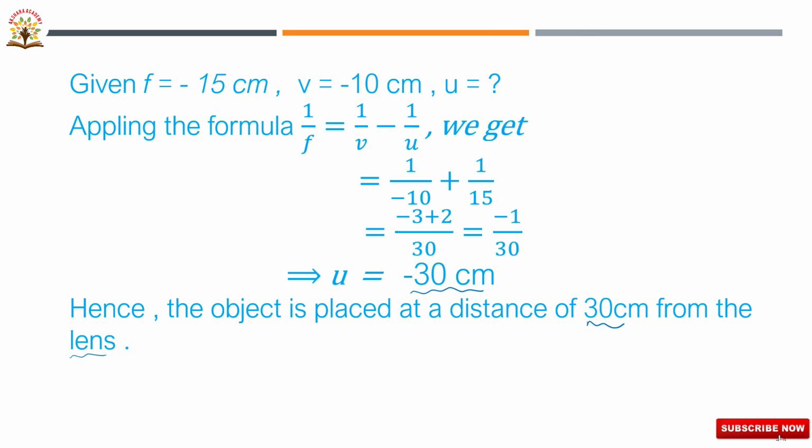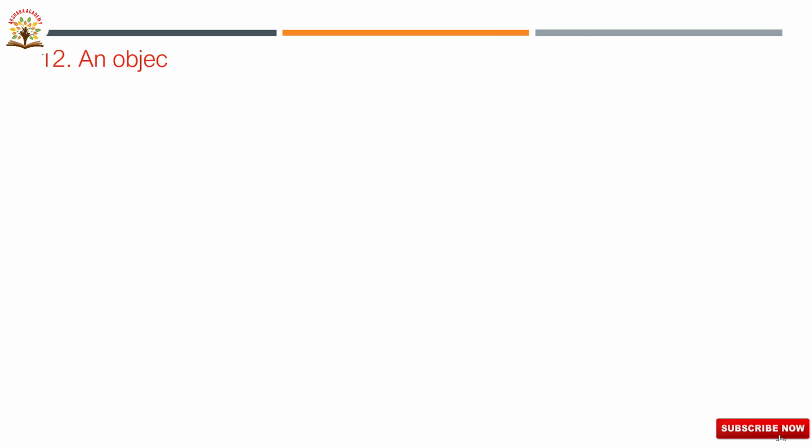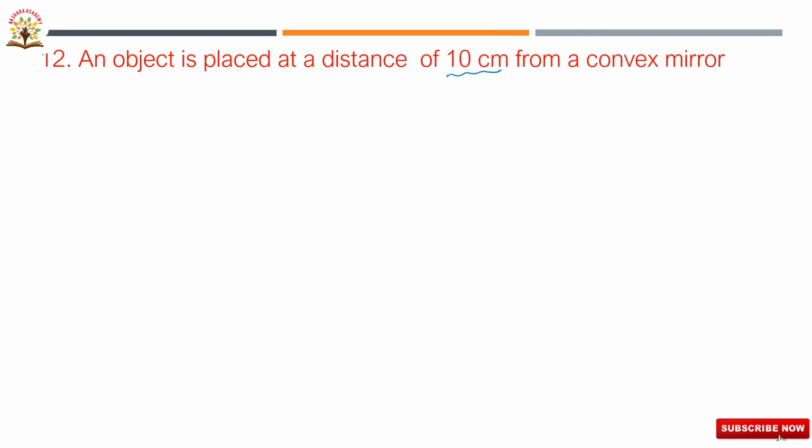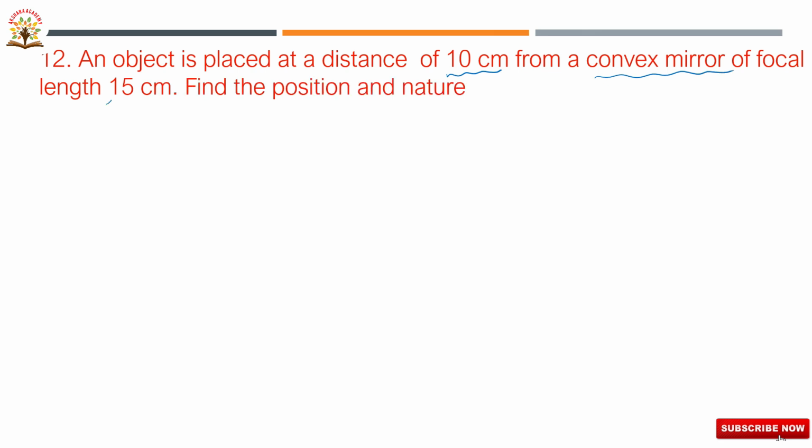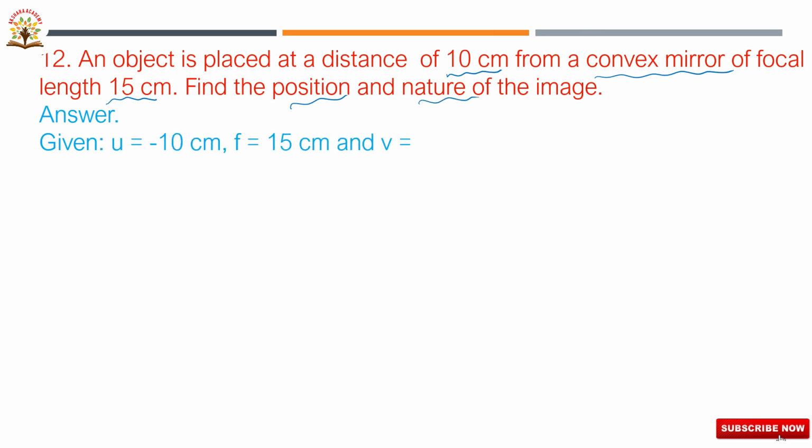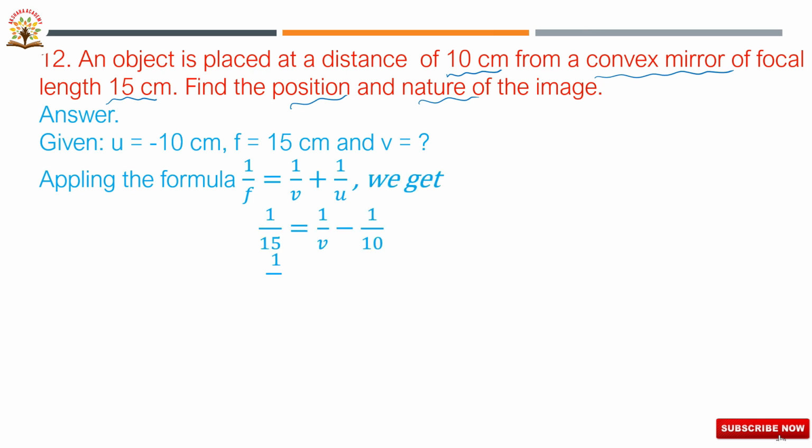Okay. Next question. An object is placed at a distance of 10 centimeters from a convex mirror of focal length 15 centimeters. Find the position and nature of the image. Here they given u is equal to minus 10 centimeters and f is equal to 15 centimeters. We have to calculate v.